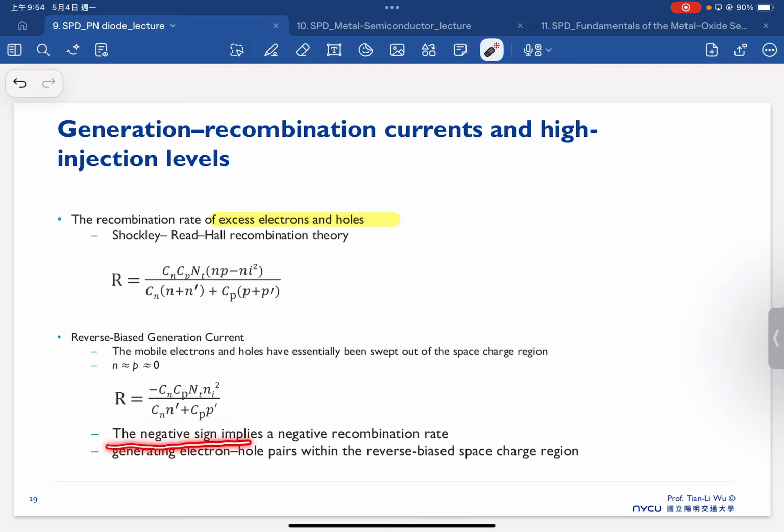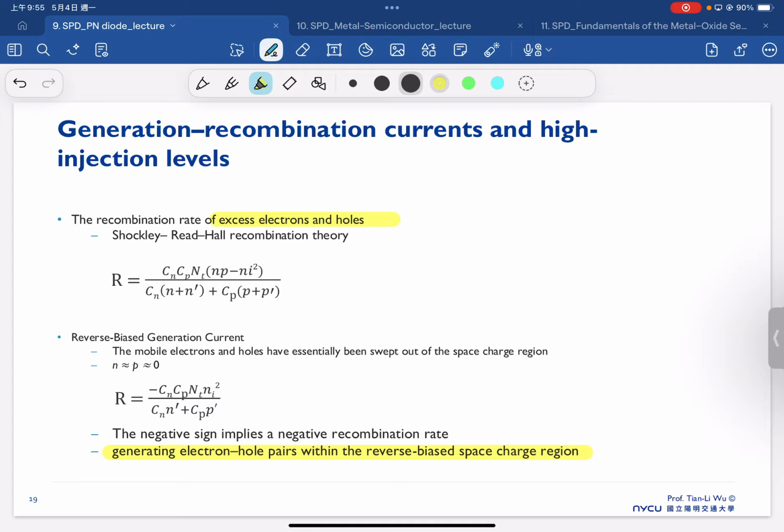The negative side implies a negative recombination rate, generating electron-hole pairs within the reverse bias space charge region. So in the end, under reverse bias, the electrons and holes will be swept out from the space charge region, but at this moment we can start to have this generation that will generate electron-hole pairs under this reverse bias space charge region.